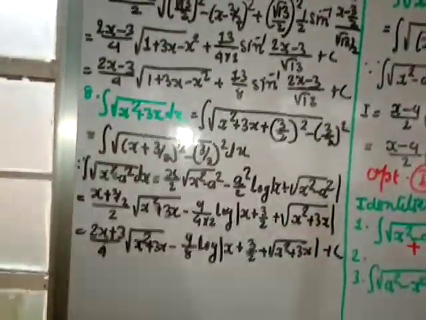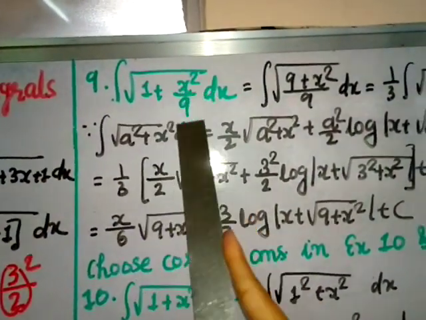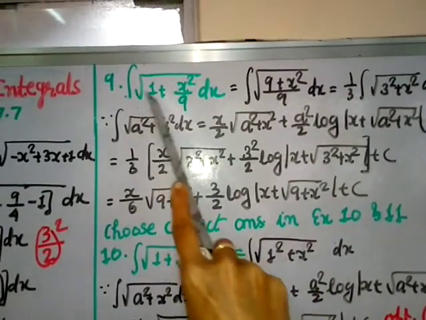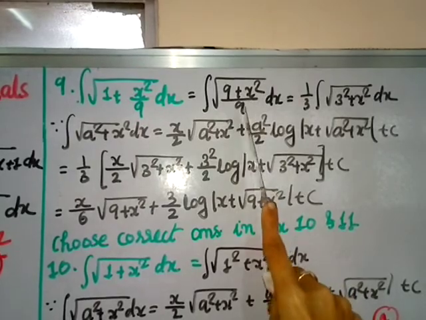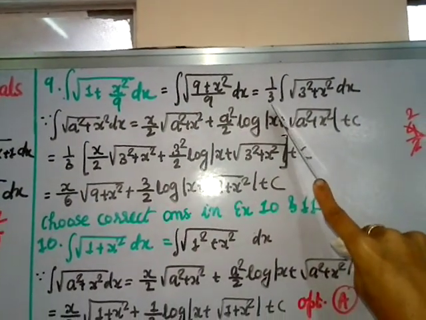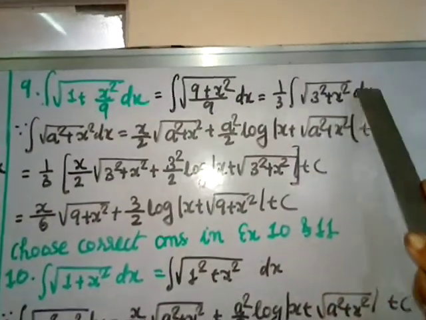Question number 9. Integral square root of 1 plus x square by 9 dx. So what I am going to do here, this 9 I am taking LCM here. So 9 into 1, 9 plus x square by 9. This 9 can be taken out of the square root, you will get 3. So I am writing 1 by 3 here. So 1 by 3 integral square root of 3 square plus x square dx.